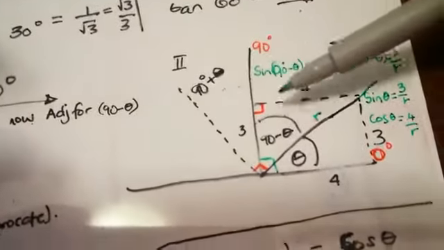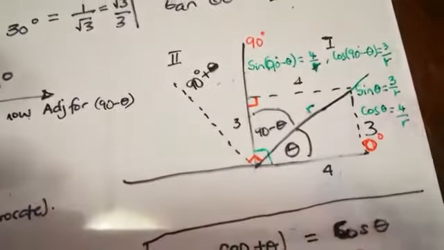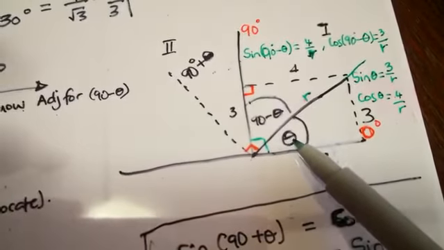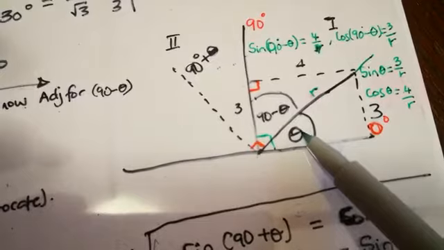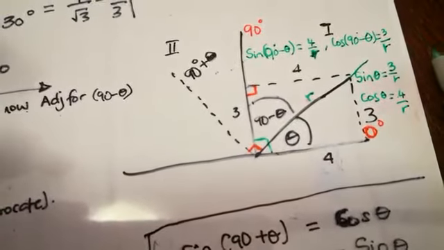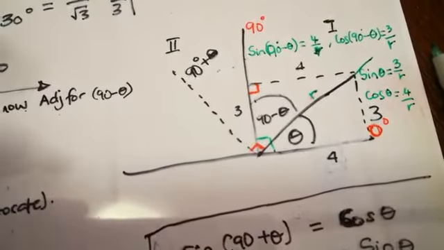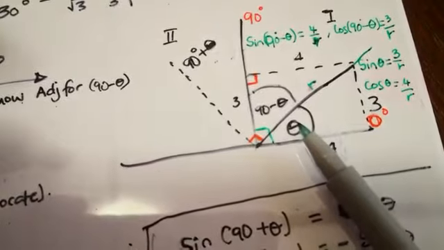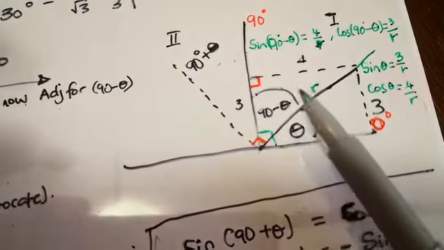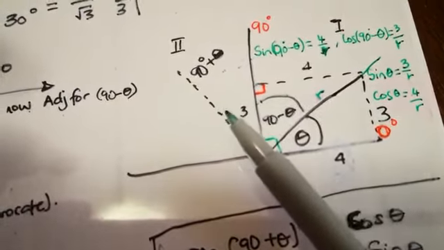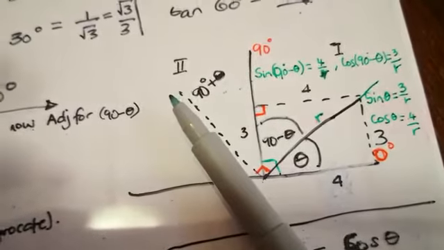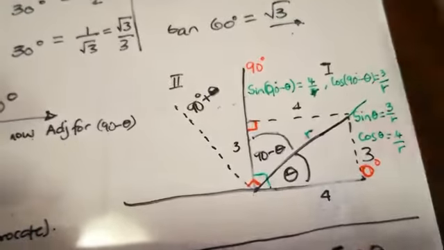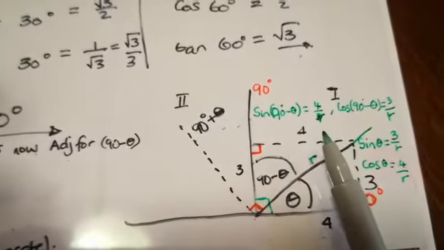Then what happens if now it's 90 plus theta? That means on top of this 90, I just add another 90 degrees. Imagine if your theta is 20. If you add 90 on 20, it is going to give you 110. So now 110 falls into the second quadrant. But we use the concept that we have established in the first quadrant.